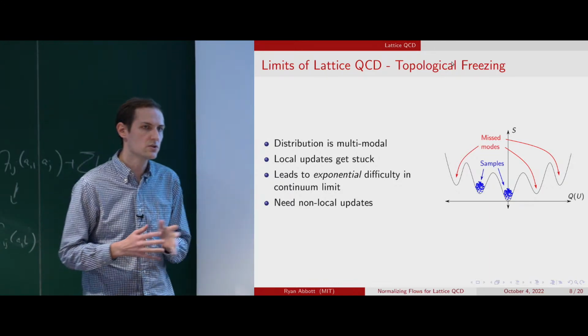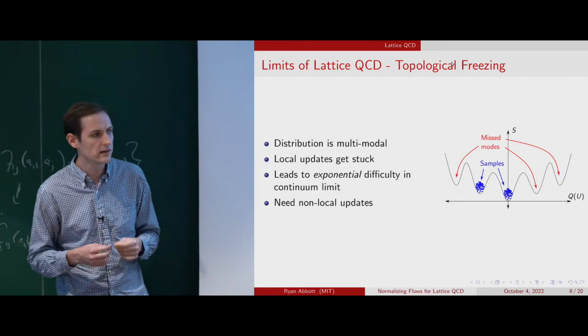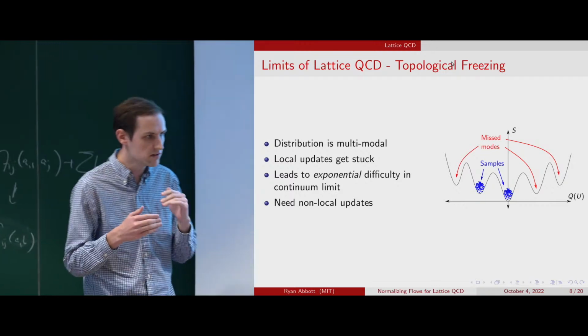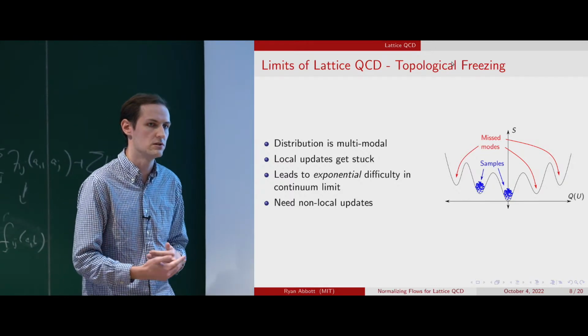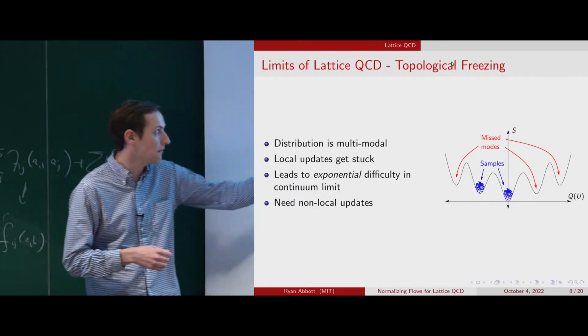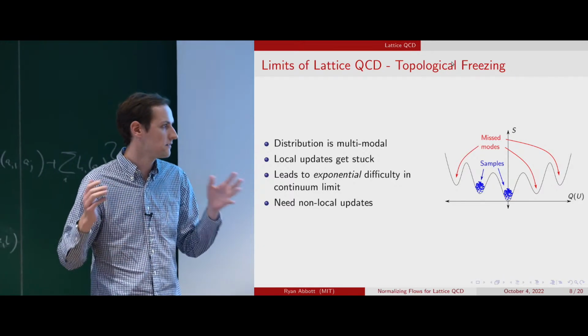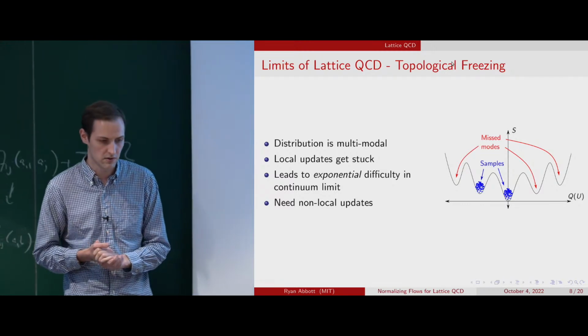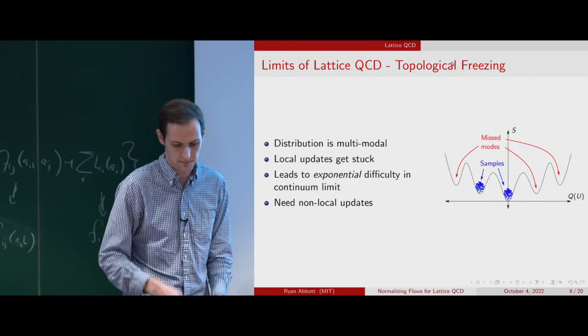And all of this underscores the idea that we should be looking into non-local updates. Updates that don't just move us some epsilon distance through the space of configurations, but instead allow us to jump around between these different modes, and avoid issues like critical slowing down. And this is where normalizing flows enter the picture.